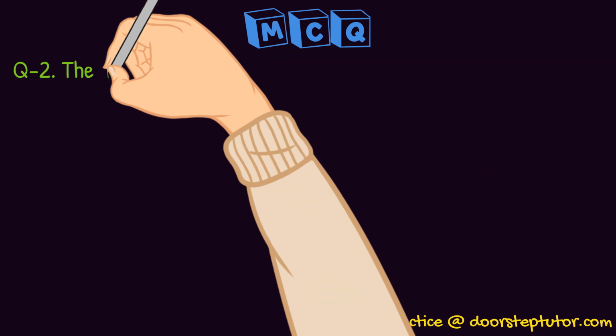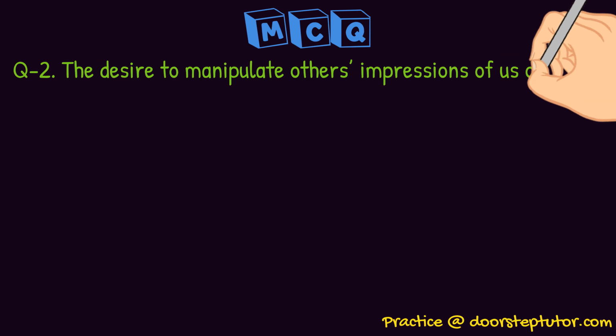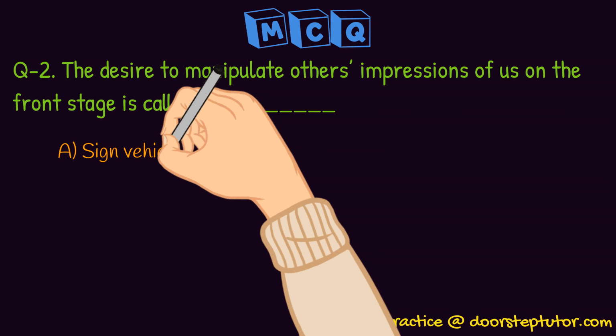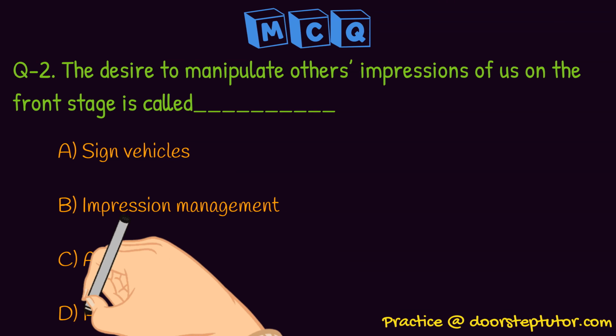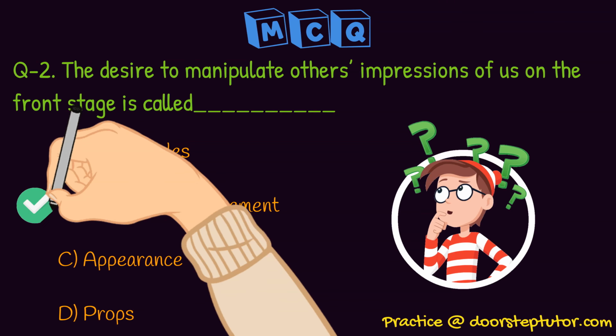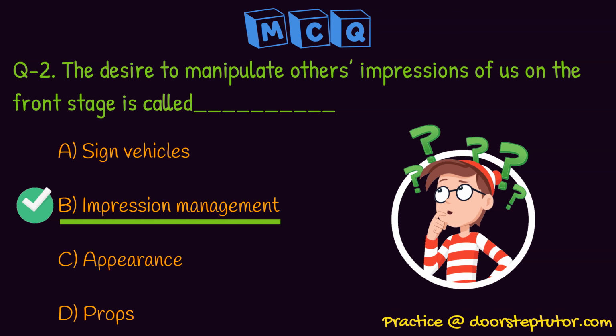Question number 2. The desire to manipulate others' impressions of us on the front stage is called what? When we manipulate others' impression of us, that means I am trying to show something that I am not on the front stage, that is, in a social setting. What am I doing? I am doing something that is called impression management. I am showing something different than what reality is.